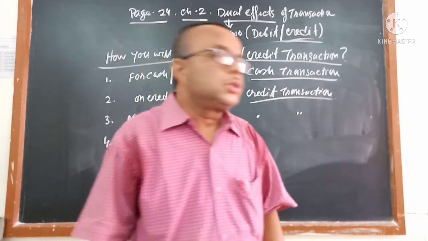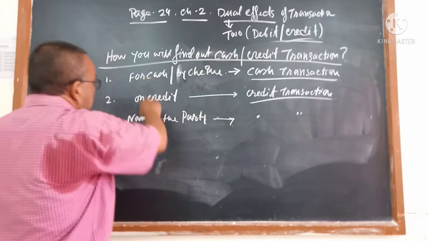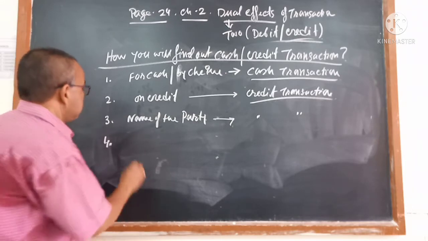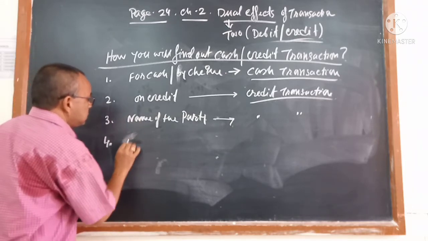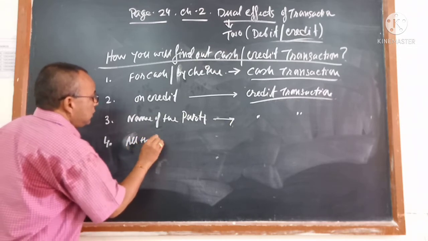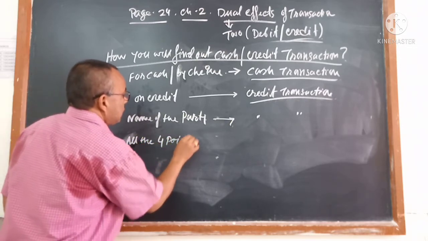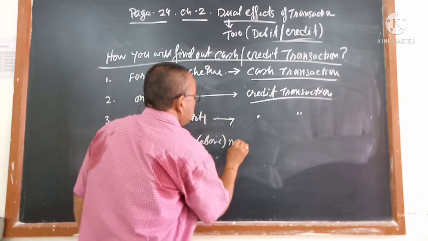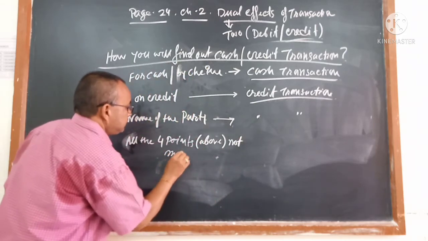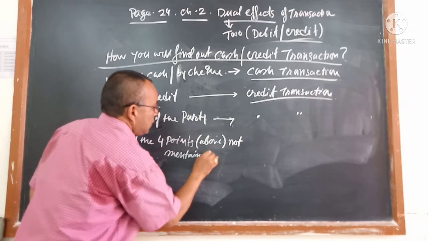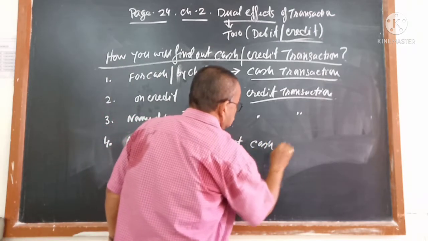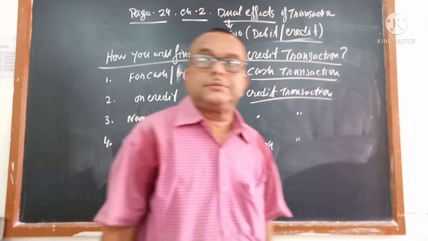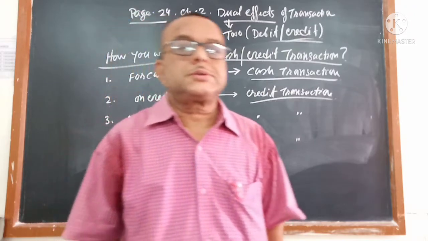Then what will we do? If nothing is given from the top, all four points, 1, 2, 3, 4, if all the 4 points above are not mentioned, then it is called cash transactions. Just as an example, if I say paid salary, it is a cash transaction.